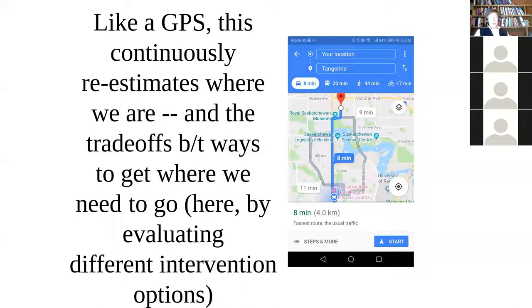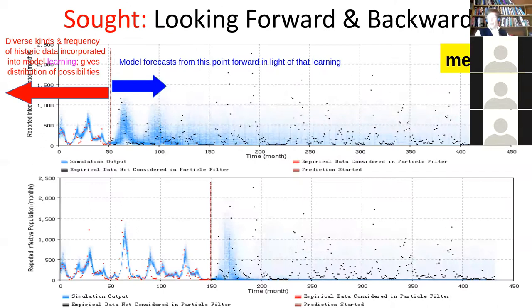But what a GPS gives us, of course, is if we miss the Albert Street exit because of a street fair that's blocking it, it'll reroute us. It will give new recommendations. And it's like that with our models. We can be rerouted over time.